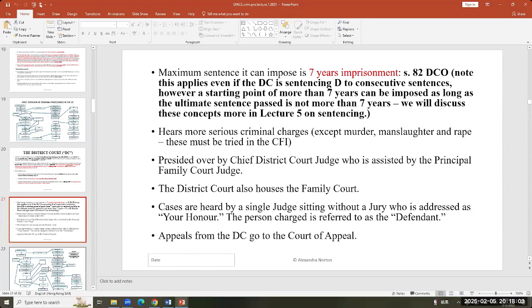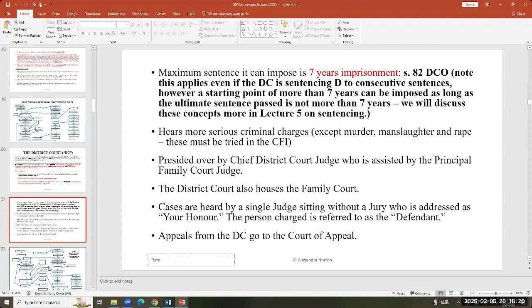In the district court, you address the judge as Your Honor, and there's no jury, it's just the judge. So he's the trier of fact and the decider of the law as well. And we refer to the charged person as the defendant from the prosecution's perspective.